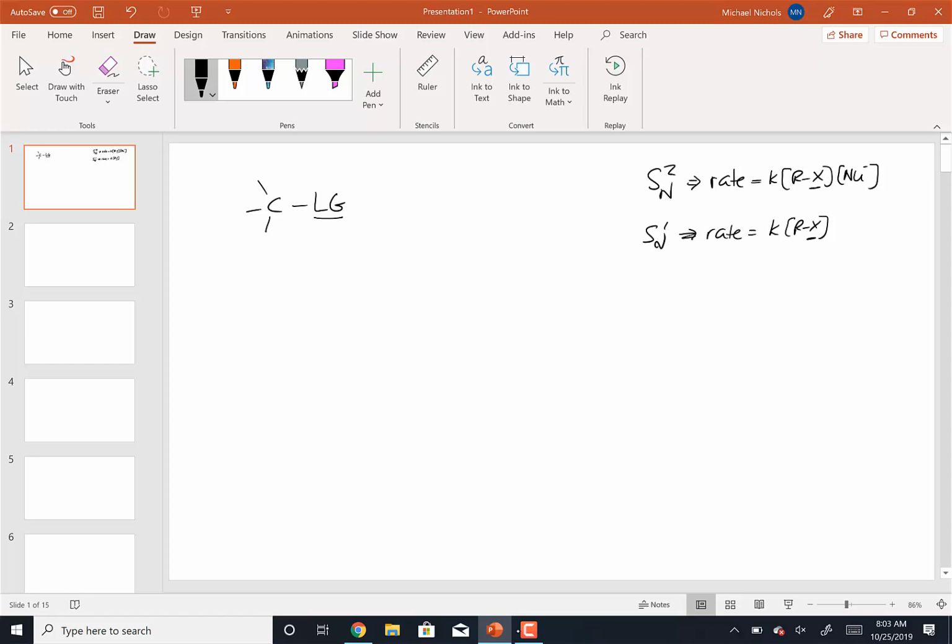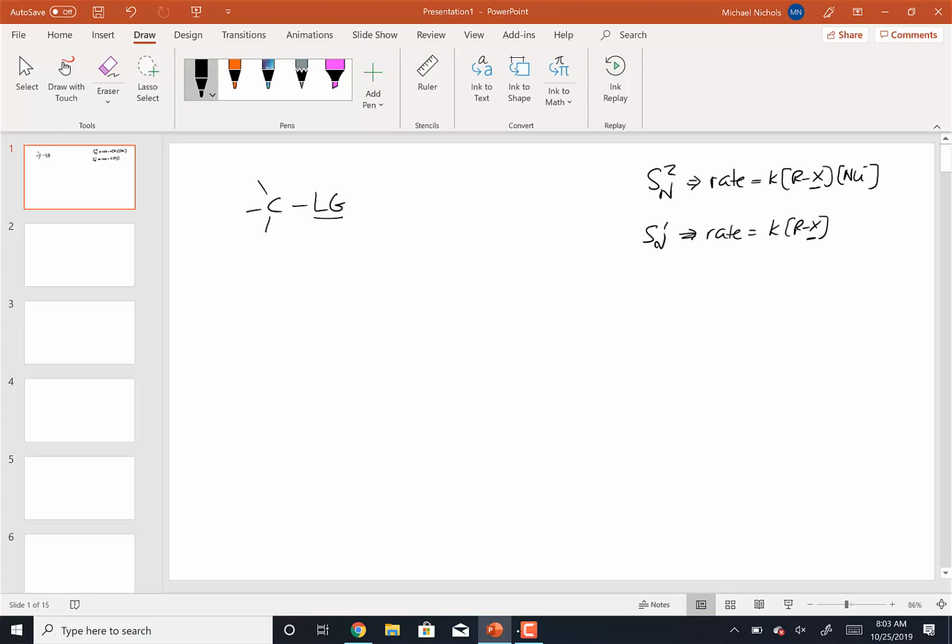So the question is, what makes a good leaving group and what makes a poor leaving group? What is the one thing that leaving group ability is based on? Basicity. How? Directly or indirectly? Indirectly. So that means the stronger the base, the poorer the leaving group, and the weaker the base, the better the leaving group.